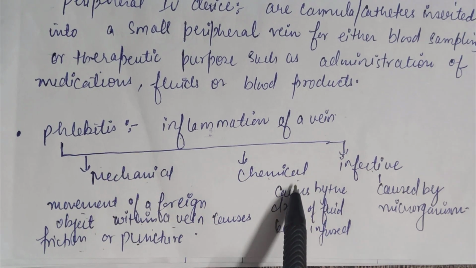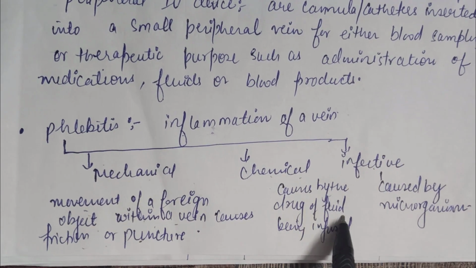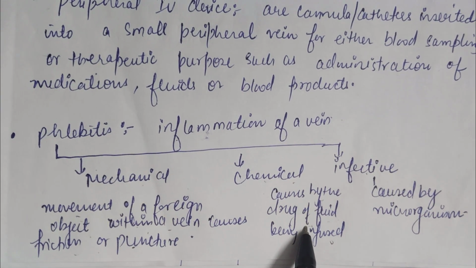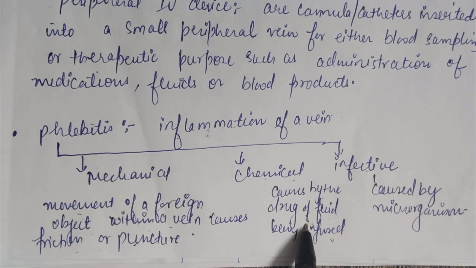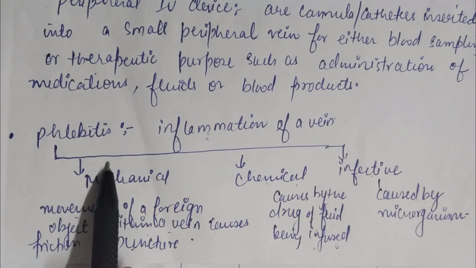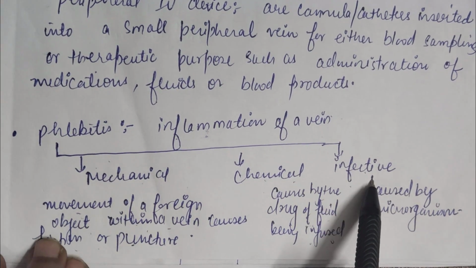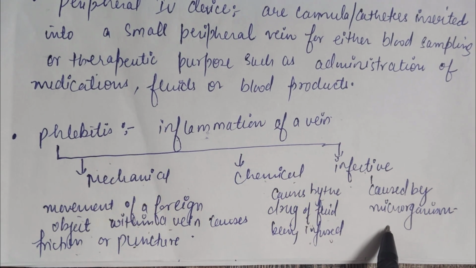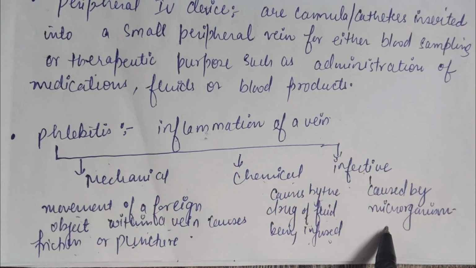Next is chemical, caused by the drug or fluid being infused. Any kind of drug interaction can cause chemical phlebitis. And next is infective, caused by any microorganism. That's why the IV line must be used in a sterile way.